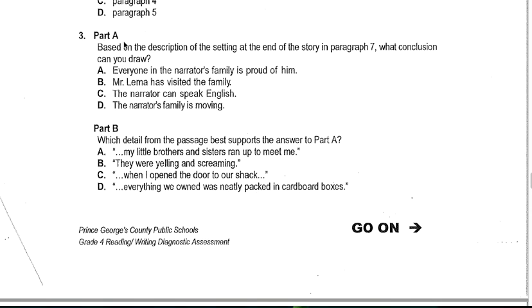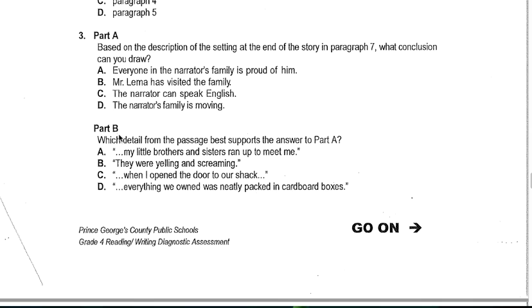Number 3, Part A. Based on the description of the setting at the end of the story in paragraph 7, what conclusion can you draw? A. Everyone in the narrator's family is proud of him. B. Mr. Lima has visited the family. C. The narrator can speak English. D. The narrator's family is moving.